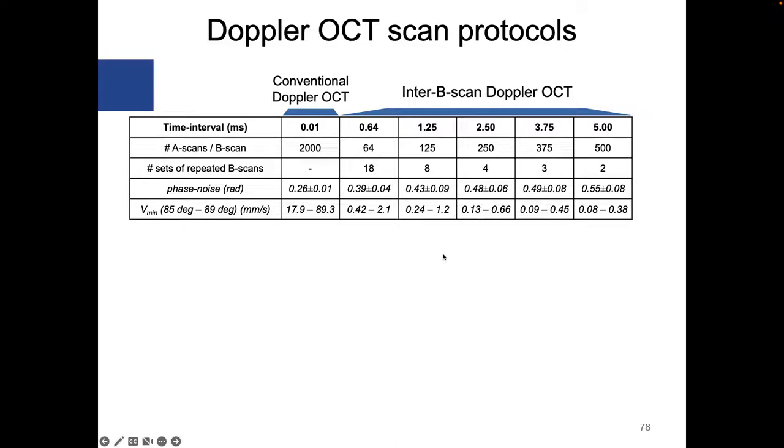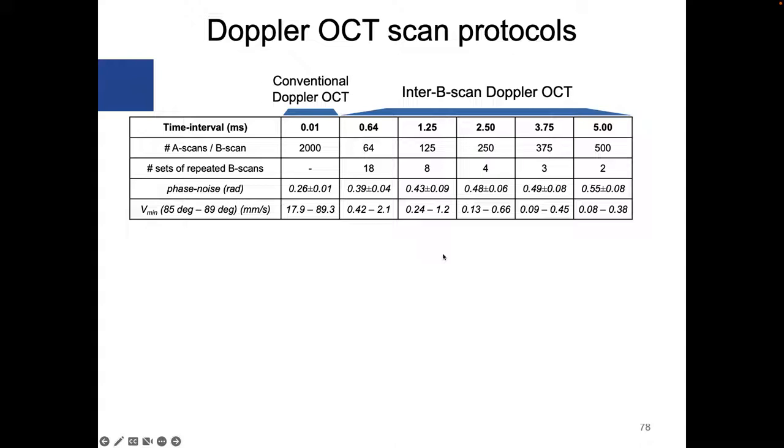So what you can do now is change the time interval. We can go from a time interval between two A-scans of 0.01 second to, let's say, 0.64 milliseconds, or 1.25 or 2.5 milliseconds. So you're going to increase the time delay between subsequent measurements. We can also measure the phase noise, because it's expected that the phase noise will increase if you increase the time delay between two measurements. You can see that it actually does go up, but not as rapidly as your time delay.